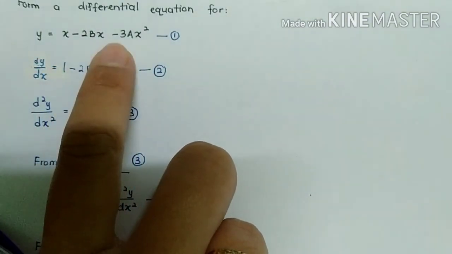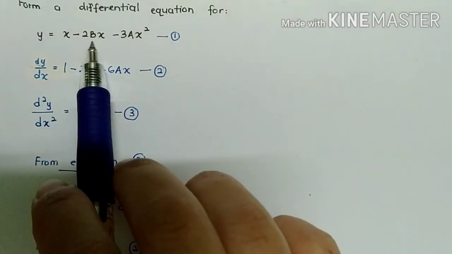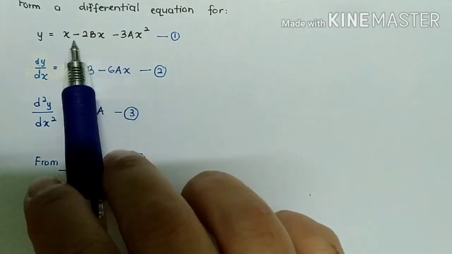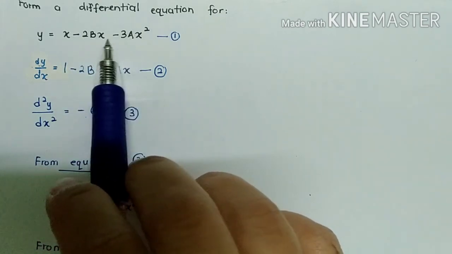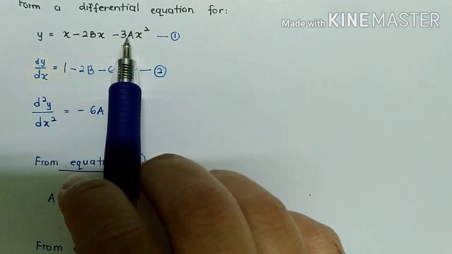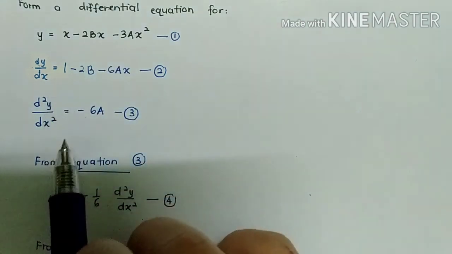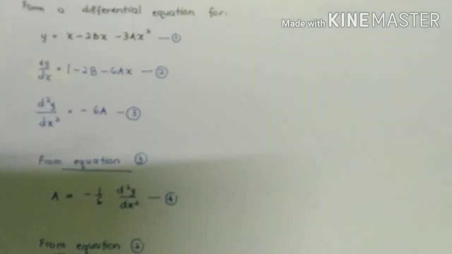So I repeat, the tip here is if we have two variables besides y and x, for example a and b, we must differentiate 2 times. We must find dy dx and d square y dx square, and then we can solve for the differential equation. We can form the differential equation.